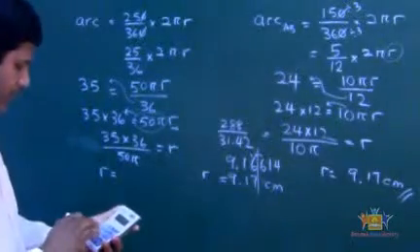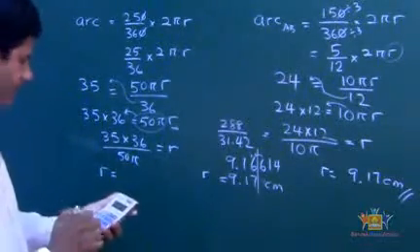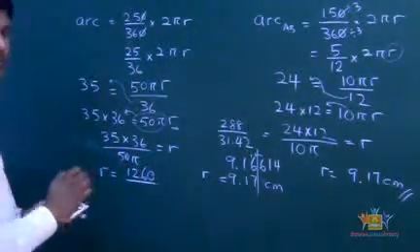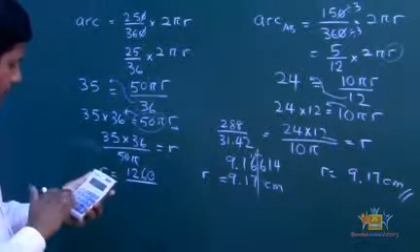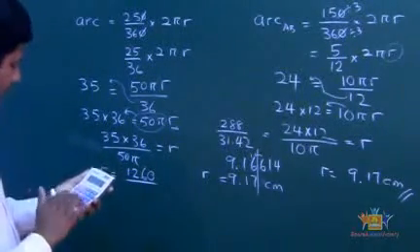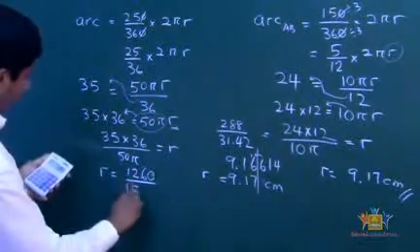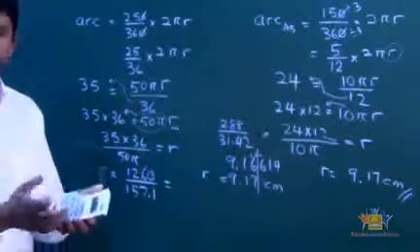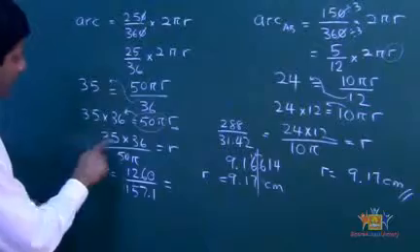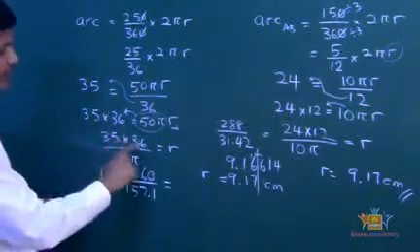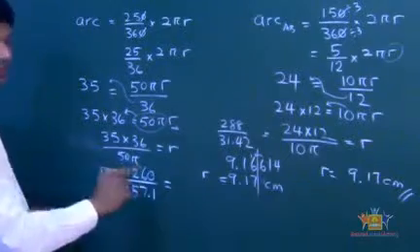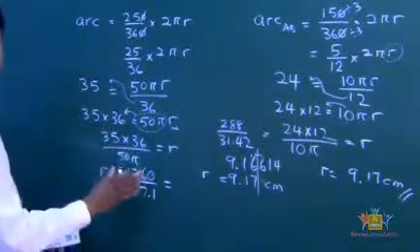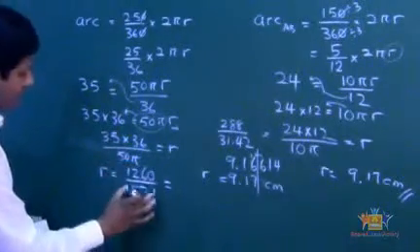35 times 36 gives me 1260, divided by 50 times pi. What's 50 times pi? 3.142 times 50 gives me 157.1. Now, because you're using a basic calculator, if you're using a scientific calculator, you can punch in 35 times 36 divided by 50 pi exactly and it will give you the answer. If you're using a basic calculator, you have to break them individually. Do this first, do this next, and then you divide.